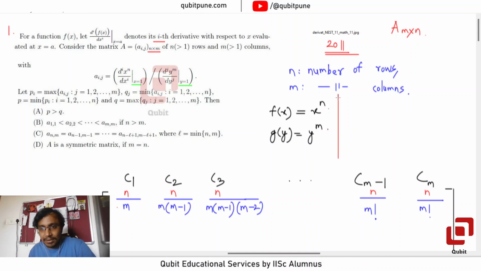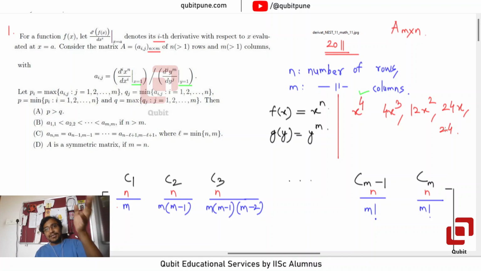Let me give you an example. Suppose our function is x raised to 4. Its first derivative will be 4x cubed, second derivative will be 12x squared, third derivative will be 24x, and fourth derivative will be 24. Now I want to draw your attention to the fact that this being a fourth degree polynomial x raised to 4, its fourth derivative is constant, but its third derivative is a linear function with the same coefficient, and because x and y both are 1, these two things will be common. I hope you understood that.